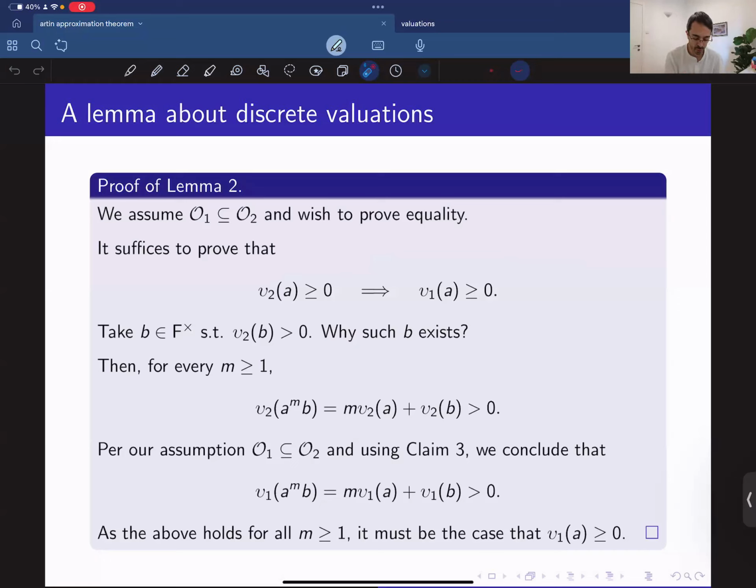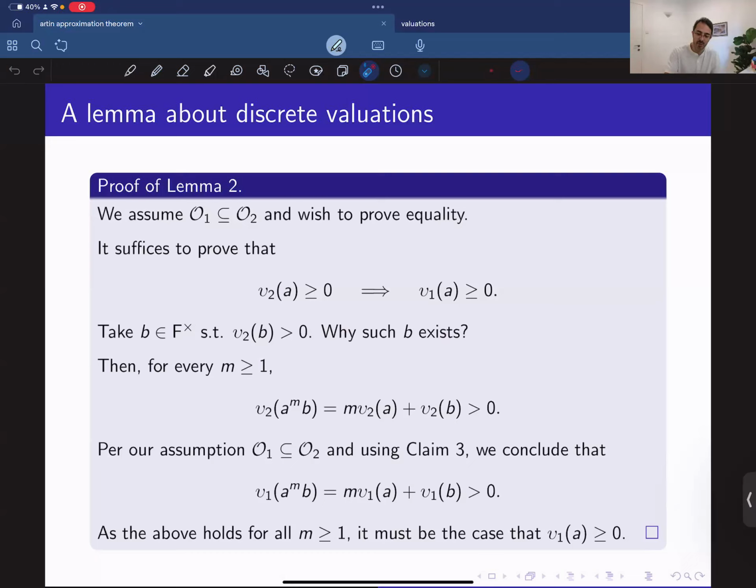So what we are going to do is the following. We're going to take an element B in the field, a non-zero element, that's important, such that according to the V2 valuation it has a positive valuation. You can ask yourself why such B exists. The answer is that the valuation is non-trivial, because we said it's a discrete valuation. So the image of V2 is isomorphic to Z, and so you can find an element with a non-zero valuation. If it's positive, you're happy. If not, you can take its inverse and it will be positive.